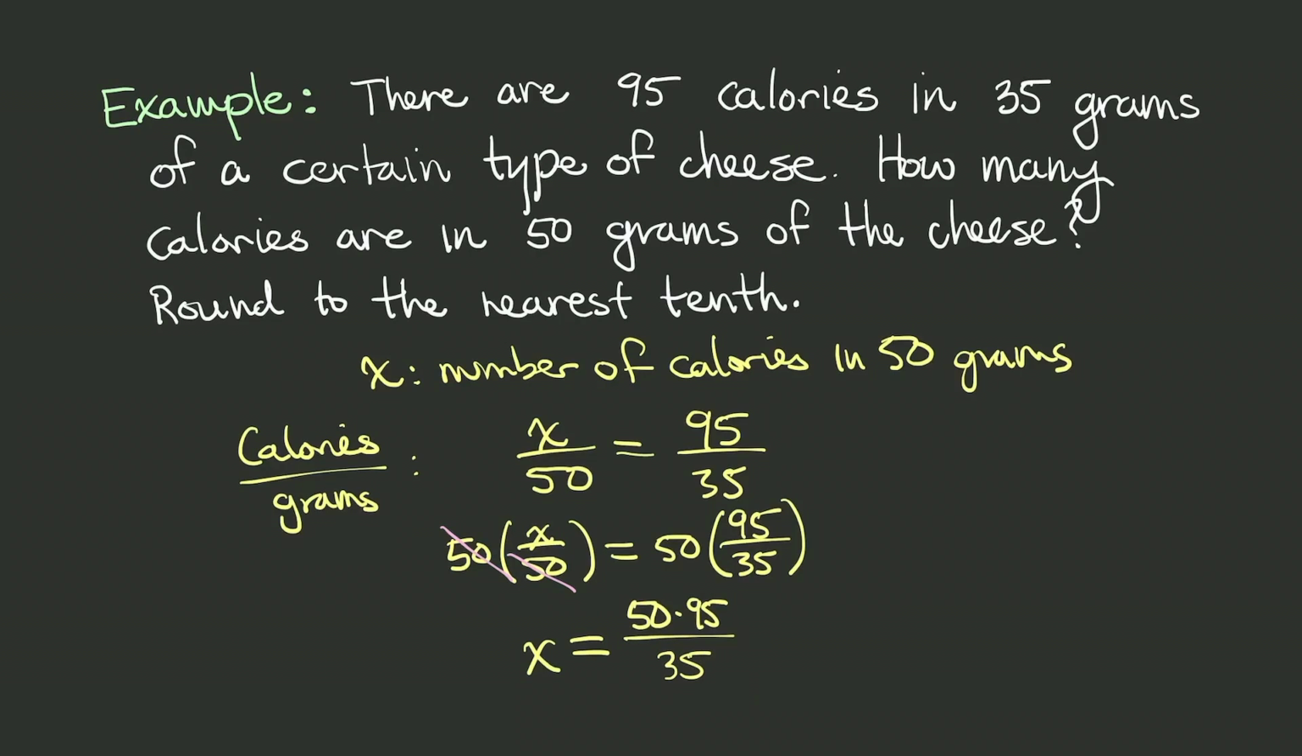Since we're supposed to write this as a decimal rounded to the nearest tenth, we'll plug this into our calculators to obtain 135.71428. To round to the tenths place, we'll look at the next decimal place. That's a 1, and so we won't round up. We'll keep it at 135.7 calories.